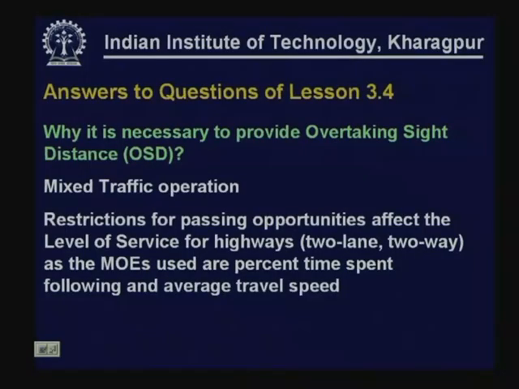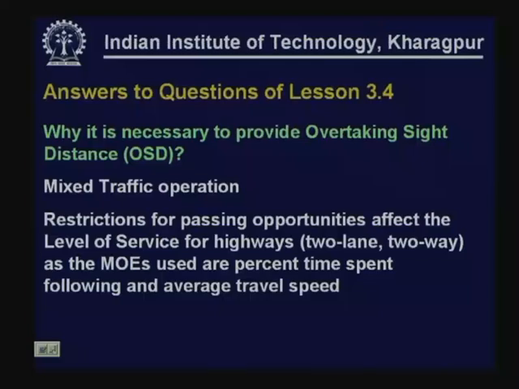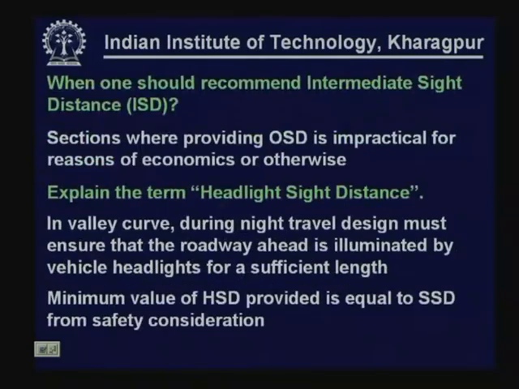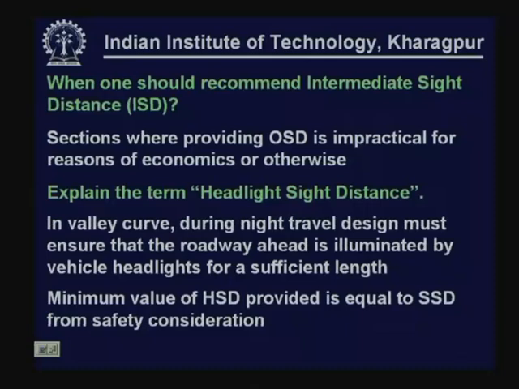Also, restriction of passing opportunities affects the level of service for highways, particularly 2-lane two-way roads, as the measures of effectiveness used are percentage time spent following and average travel speed. So, if adequate overtaking side distance or overtaking opportunities are not provided, then both these MOEs would be affected and the level of service will be degraded. When should one recommend intermediate side distance? That means sections where providing overtaking or passing side distance is impractical for reasons of economy and otherwise, then it is a consideration by the Indian Roads Congress.